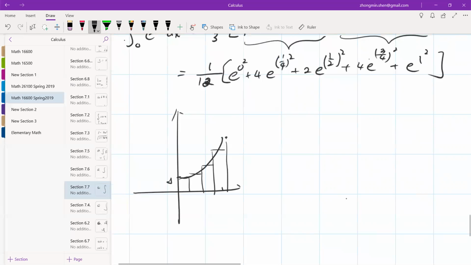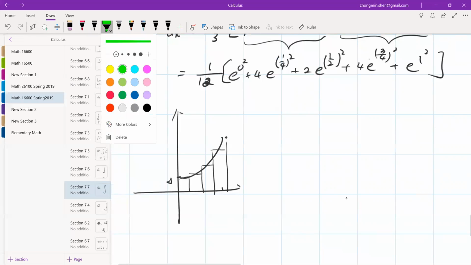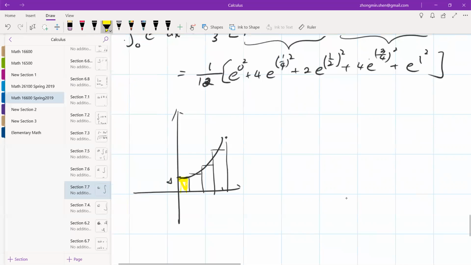So the area of the region, the integral, is going to be the area of the region under the graph. This is y equals e to the x squared. So the integral from 0 to 1 of e to the x squared dx is going to be the area, right? And oops.